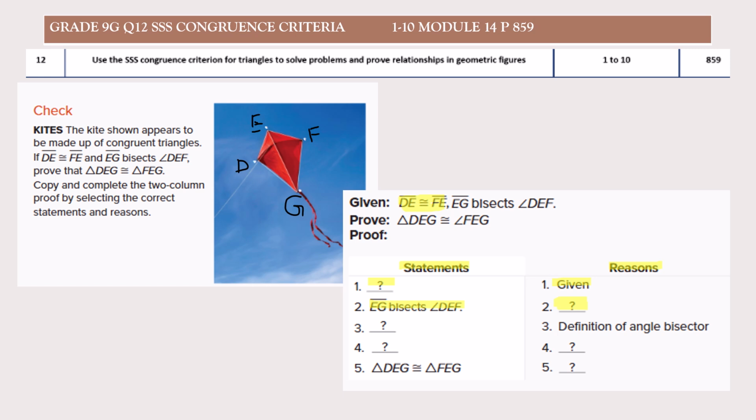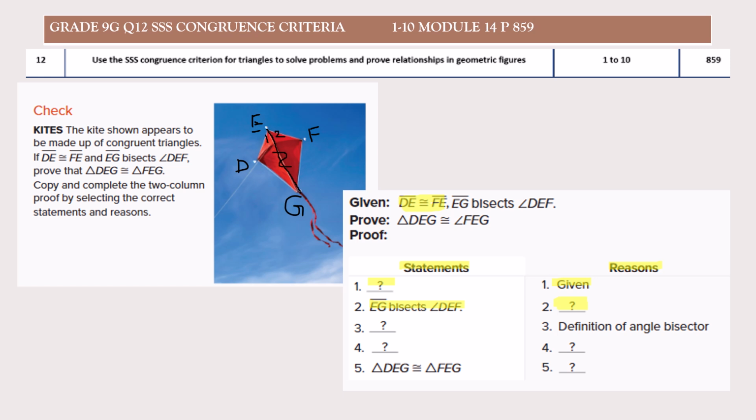We know that if a line is bisected, we will have two angles which are equal. So the two angles which are equal will be angle E1 and angle E2. Right? So this is angle E1. This will be angle E2 because it is bisected by EG. Right? And then we also know that EG is reflexive.